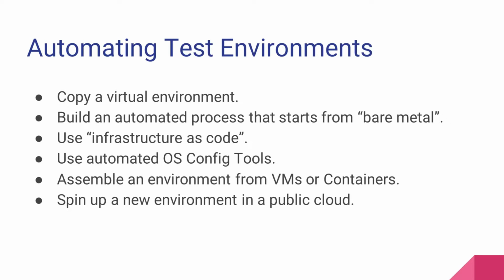There's also the use of automated OS configuration tools such as Solaris Jumpstart, Red Hat Kickstart, and Debian Preseed. You could also assemble an environment from virtual images or containers such as Vagrant or Docker. And last on the list is you could spin up a new environment in a public cloud such as Amazon Web Services, a private cloud, or other PaaS.